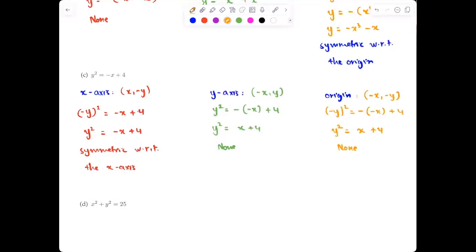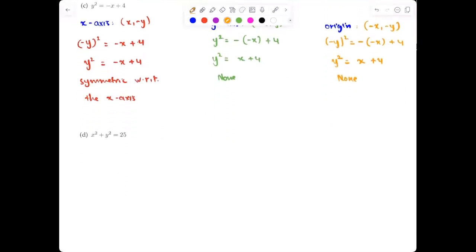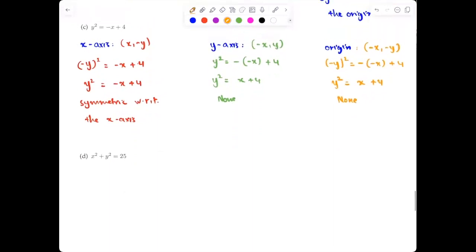What time do we have to go today? 1:20? Okay, so we're almost out of time. So let me do the last example as well. Any questions on C? Okay.